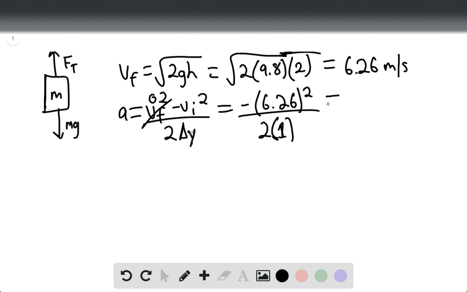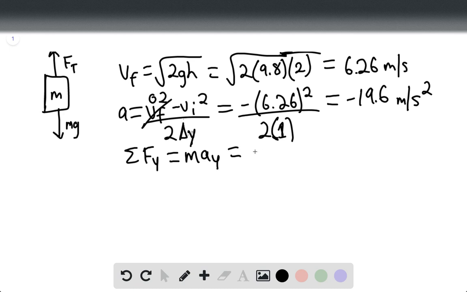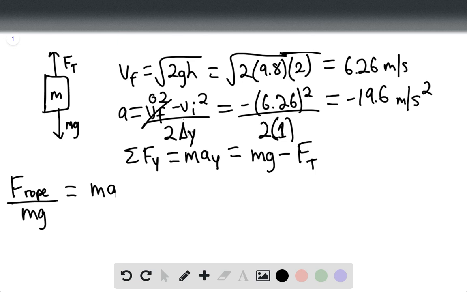So this will be equal to negative 19.6 meters per second squared. We know that sigma Fy equals ma_y, and we can say that this is going to be equal to mg minus the force tension. So the force tension, or force of the rope, divided by mg is simply going to be equal to mg minus ma_y divided by mg.